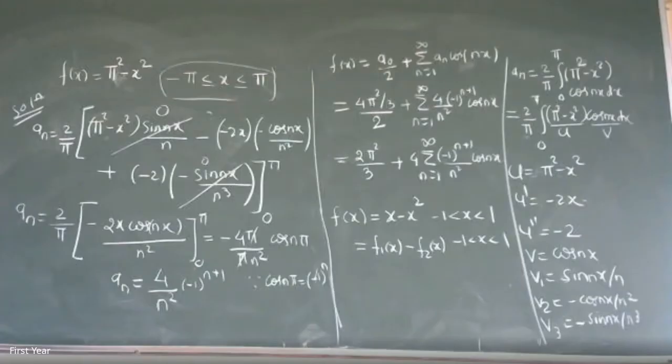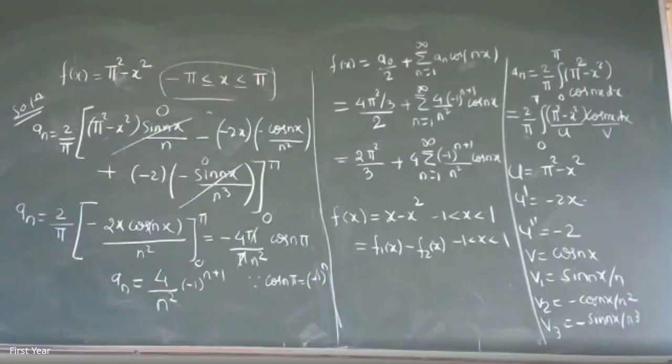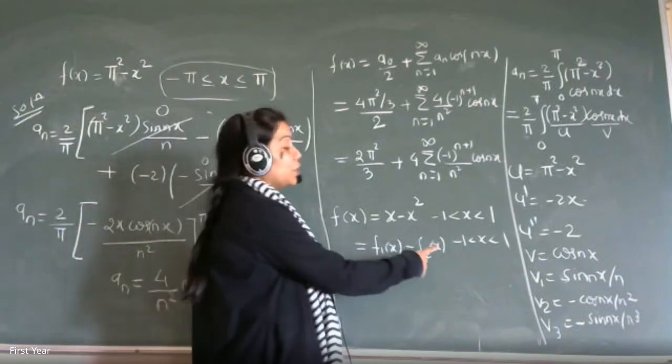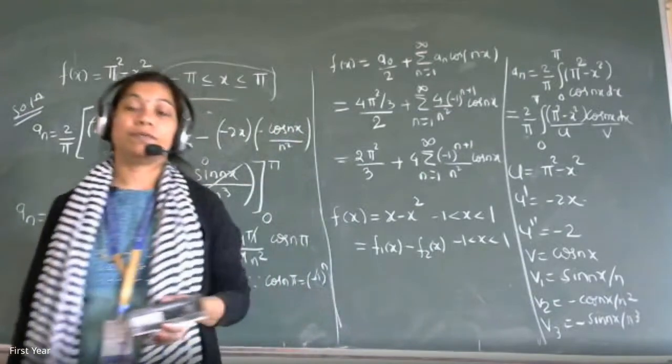Now f1 you can clearly see that it is odd, and f2 is clearly even. So individually you write down the Fourier series expansion for f1 and the Fourier series expansion for f2. Subtraction of the two will be x.